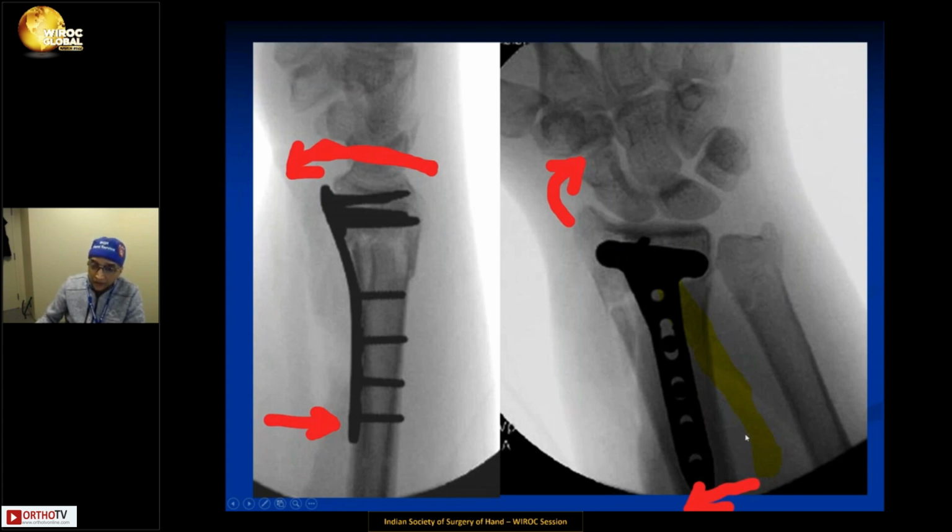So by cranking on it with the shaft of the plate, you get your radial length back, and when you bring the plate down to the shaft, you get your volar tilt back, as shown by the red arrows. So plate-assisted reduction is a good tool to be utilized in young hard bone, not in old osteopenic bone because it will pull out. Always fix it distally with at least 2, if not 3 screws, which are friction-based and not locking, and only then can you bring the plate down and restore reduction.